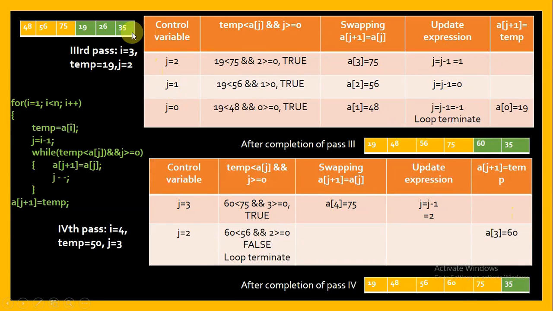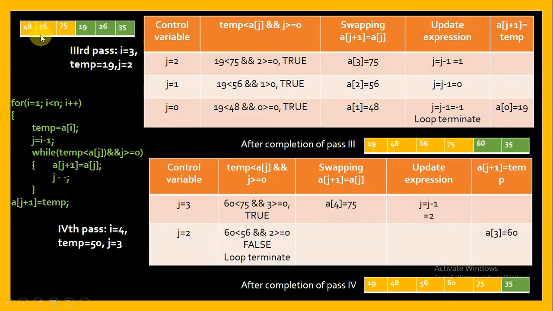Now let us understand other passes also. In the third pass, i is 3 and temp is 19. This is the element which we have to insert in the sorted portion of the array. Now i is 3, so j is 2, because j is always i minus 1. So j is 2. Now let us check this condition: temp less than a[j] and j greater than or equal to 0. Temp is 19. 19 is less than 75, yes, and 2 is also greater than 0. Both the conditions are true.